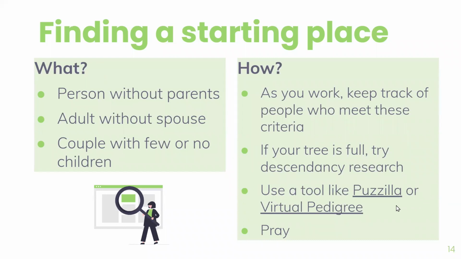You can also use a tool like Puzzilla or Virtual Pedigree. You can scan your tree with those tools and find adults that don't have spouses or couples that don't have very many kids, that type of thing.